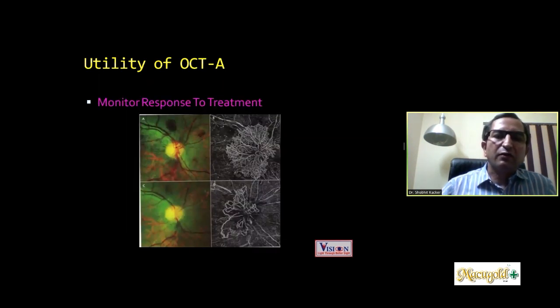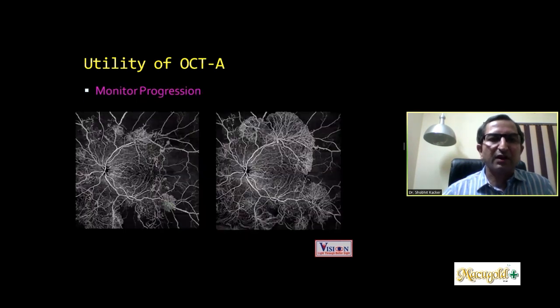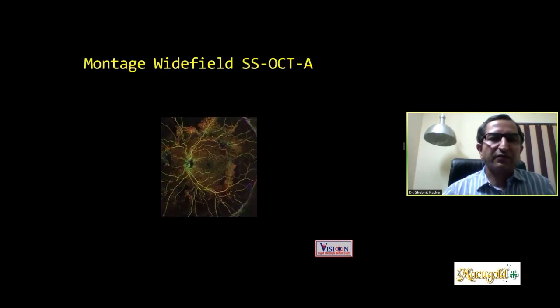It is also useful for monitoring the response to the treatment without repeatedly injecting the dye and doing invasive procedures. The top photographs are pre-treatment, and following treatment, there is a resolution of the neovascularization of the disc. On the other hand, you can also monitor progression. If the treatment response is not satisfactory, the neovascularization has markedly increased. It's become more florid. And with the newer softwares available with the swept source OCT angiogram, you are able to create a montage field by combining the pictures taken in various segments.